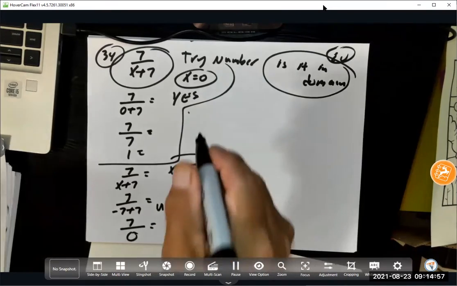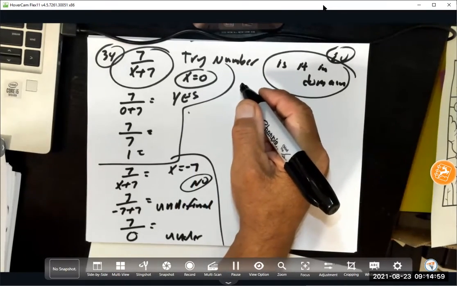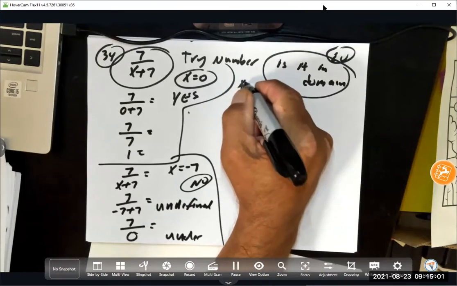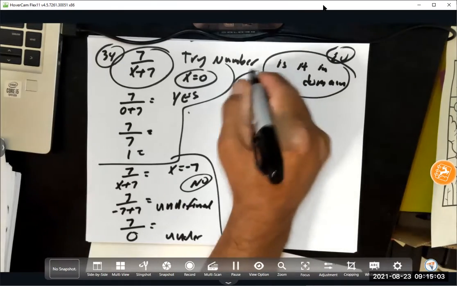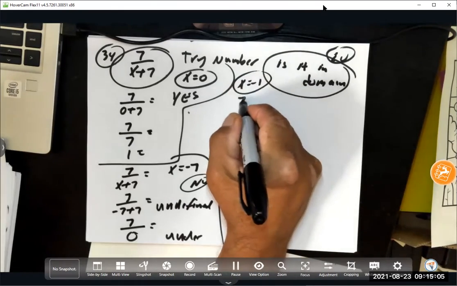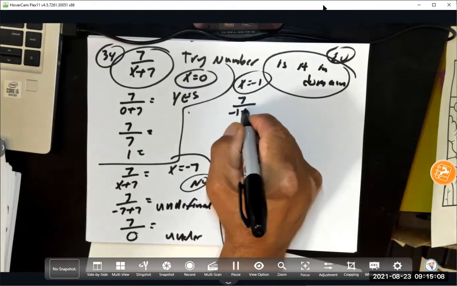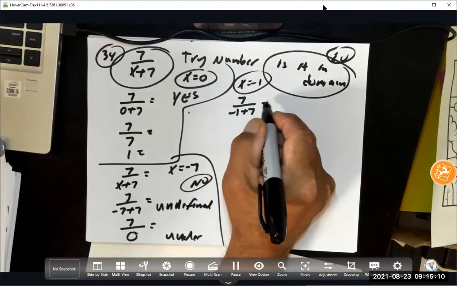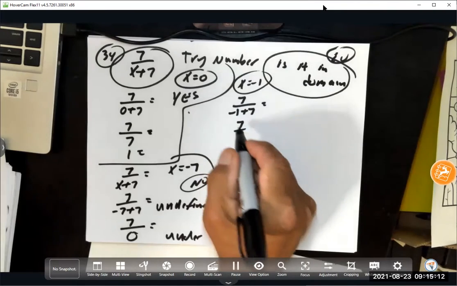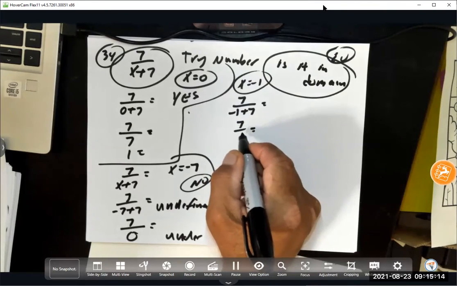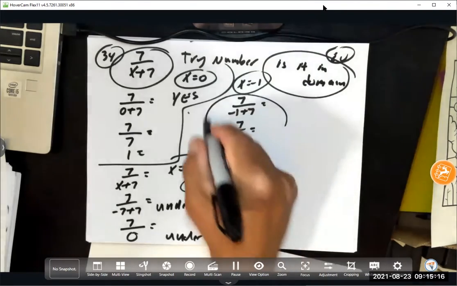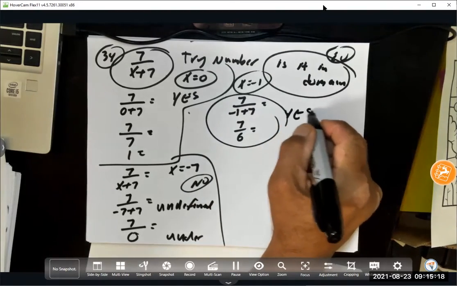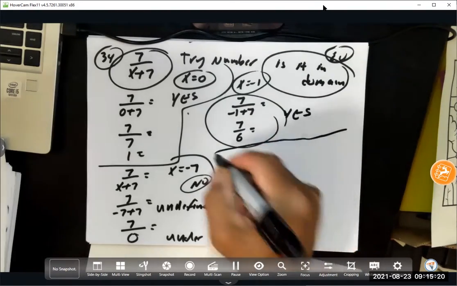All right, let's try the other number then. Try negative 1. What if x is negative 1? Does that work? Let's find out. 7 over negative 1 plus 7. What's on the bottom? What's negative 1 plus 7? 6. 7 over 6, that's okay. Yes, that's fine. It's not 0 on the bottom.